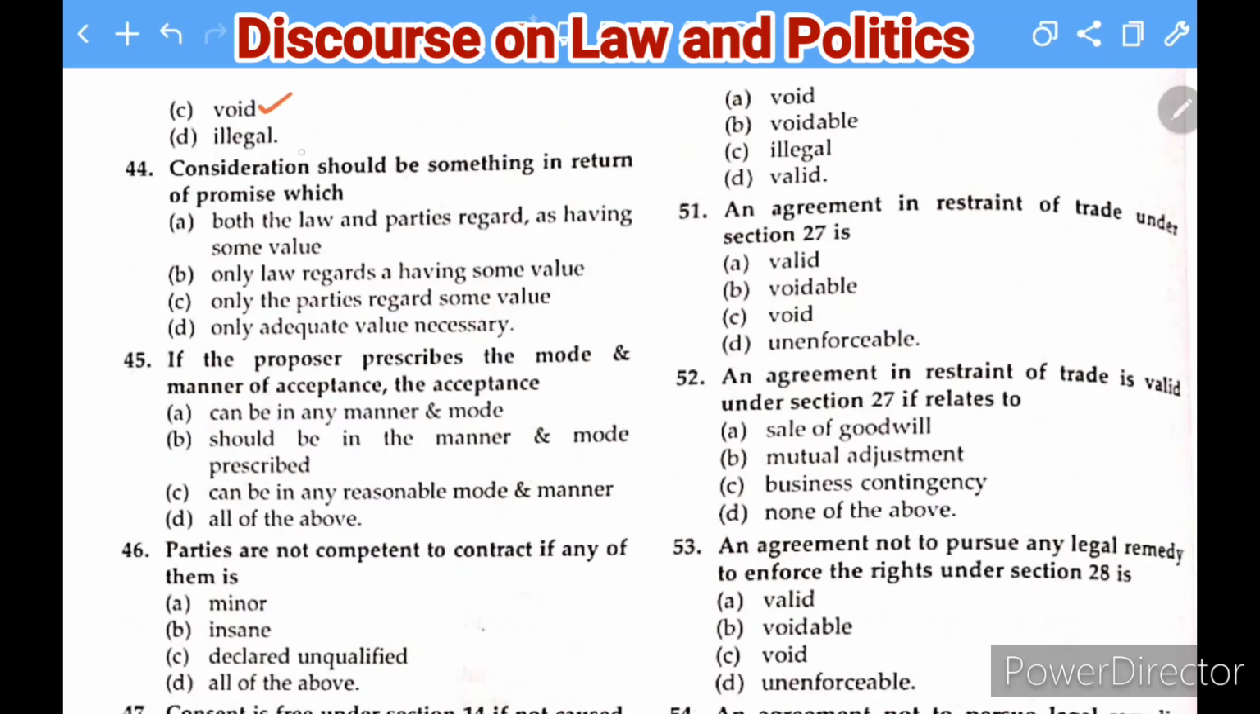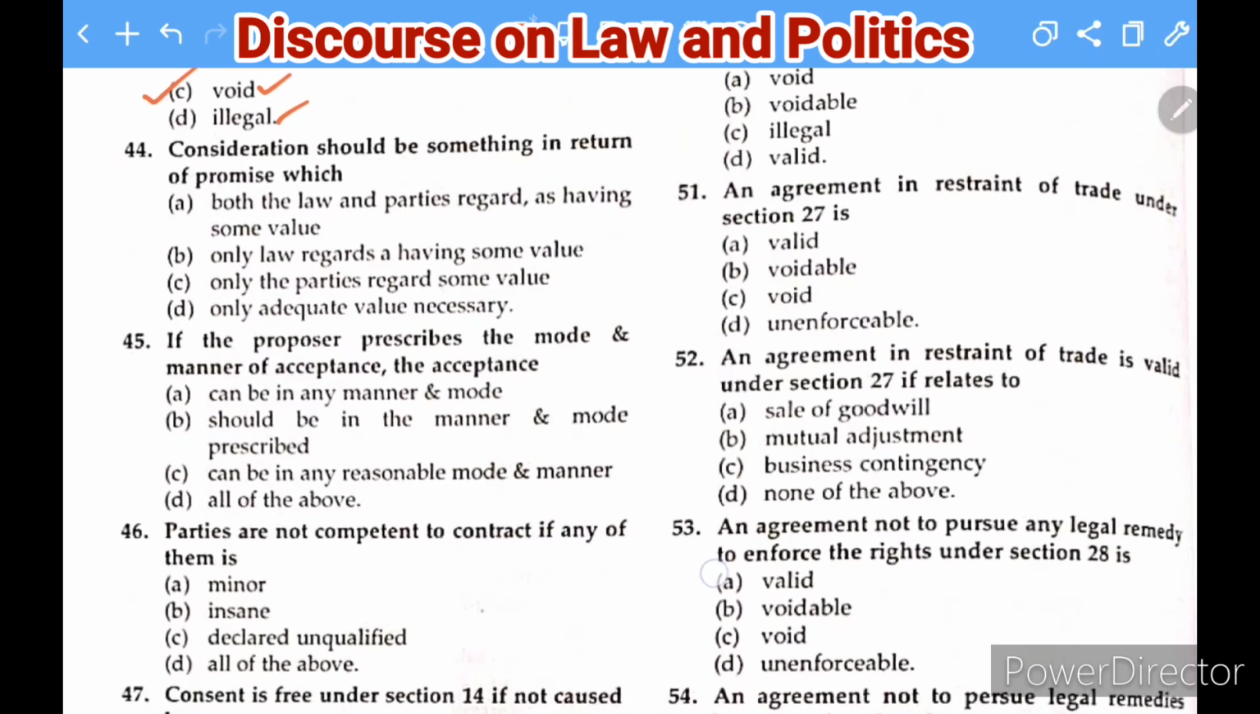Option C, void, illegal. Yes, in that case it is going to be void. In case the contract is without any consideration, it is going to be void.